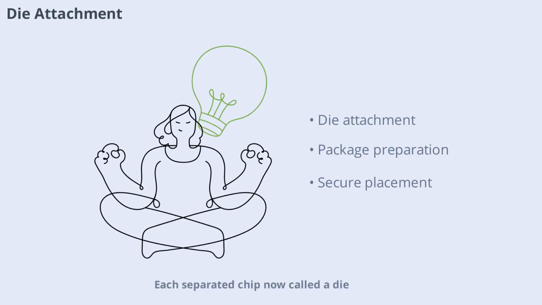Each separated chip, now called a die, is attached to a package or substrate that will allow it to be connected to the outside world. Special adhesives or solder are used to secure the die in place. This step is crucial for protecting the chip and preparing it for integration into electronic devices.